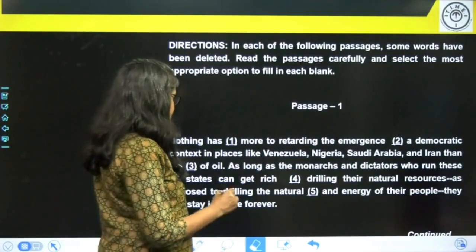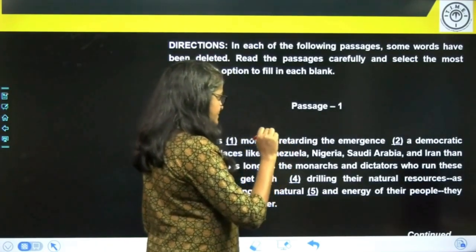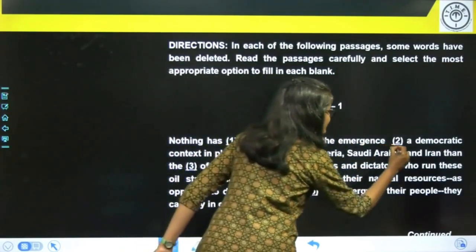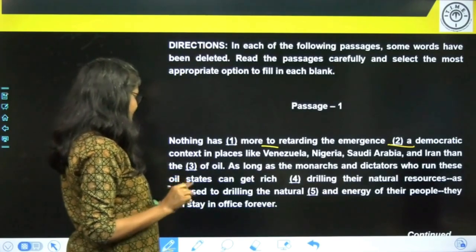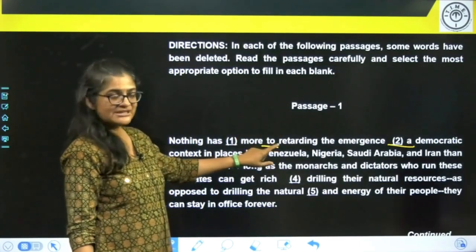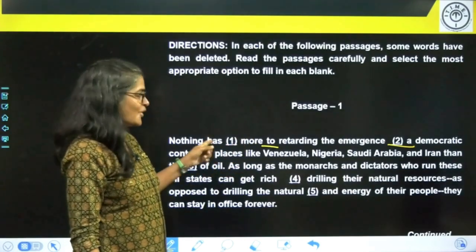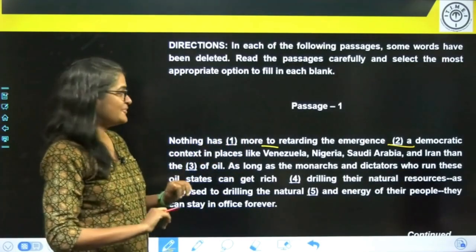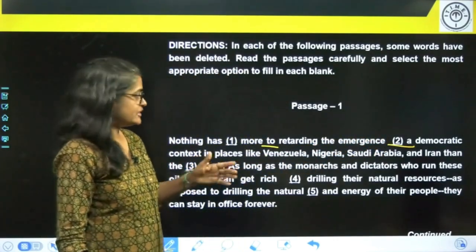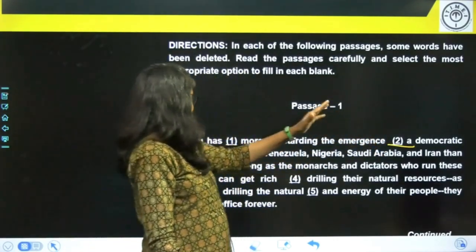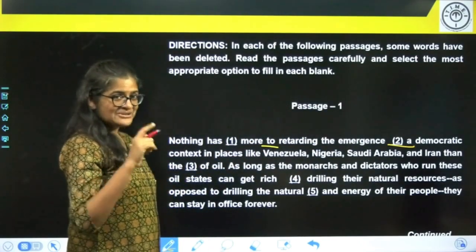Nothing has dash more to retarding the emergence dash a democratic context. Since the preposition here is "to", you can get a hint as to what word should be here. I won't tell you now. And here also you need a preposition: emergence dash a democratic context. Emergence is followed by, try and remember.